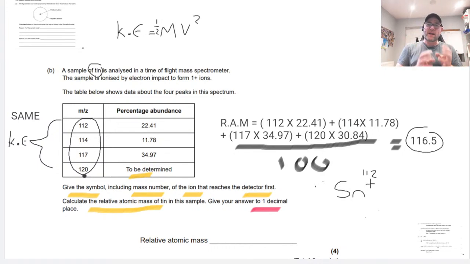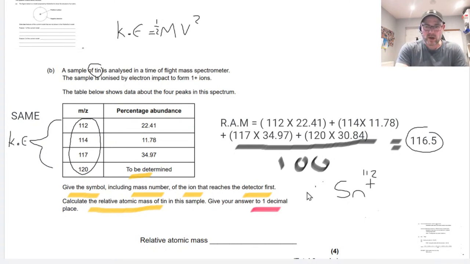The percentage abundance is how many of them there are. They all hit the detector at the same time, and the one that gives the biggest spike would be 117 because there's 34.97%. You're right, 117 is the biggest abundance. That would give the biggest electric spike in current. Yeah, you really want to look at mass for that one.